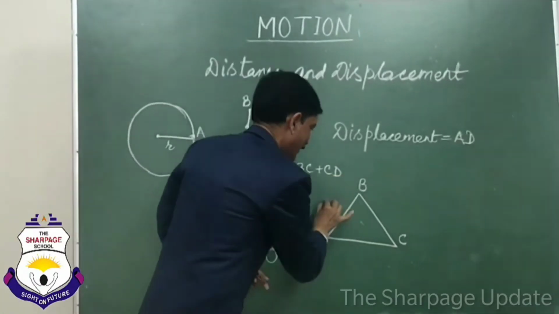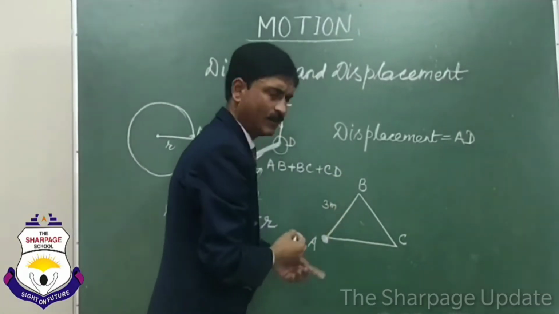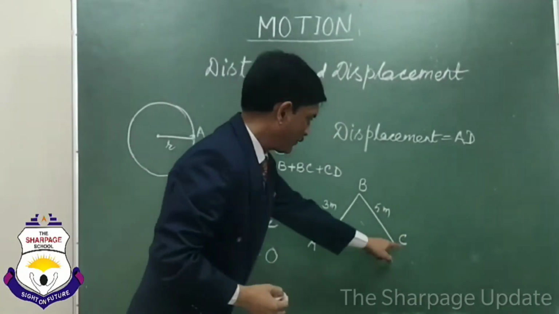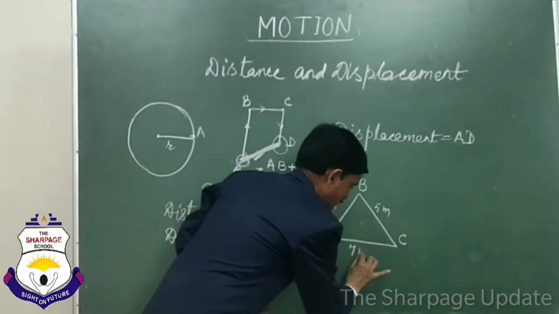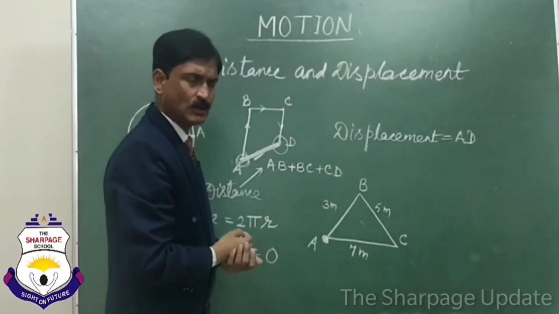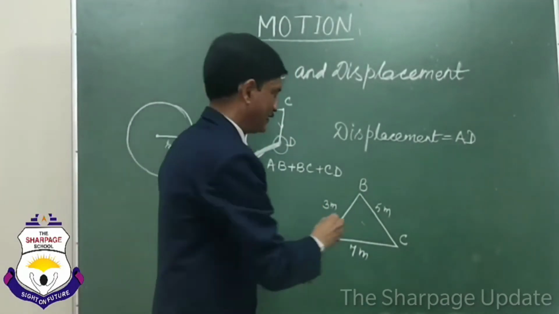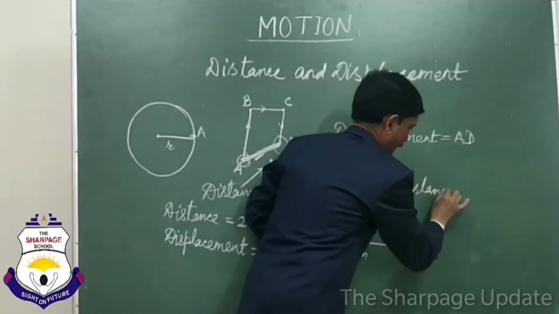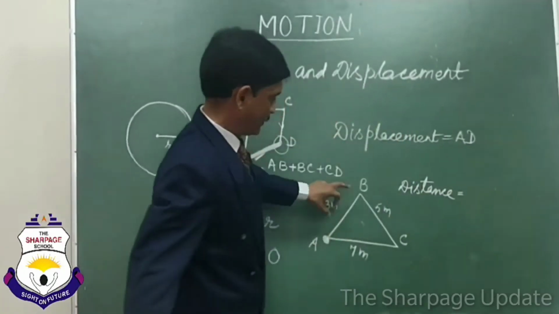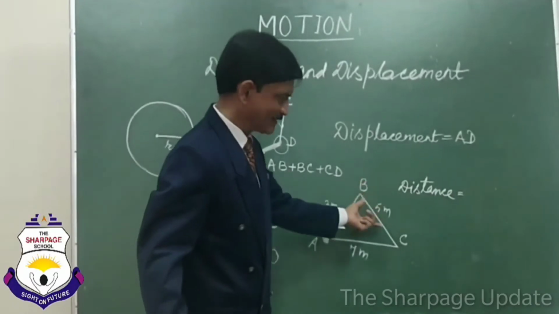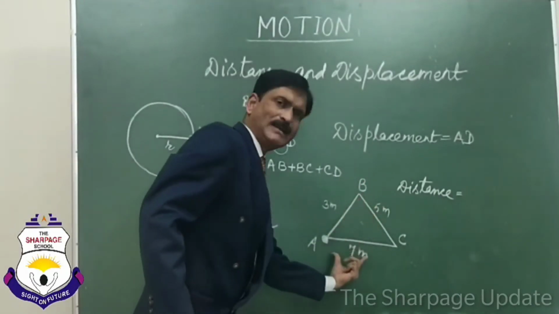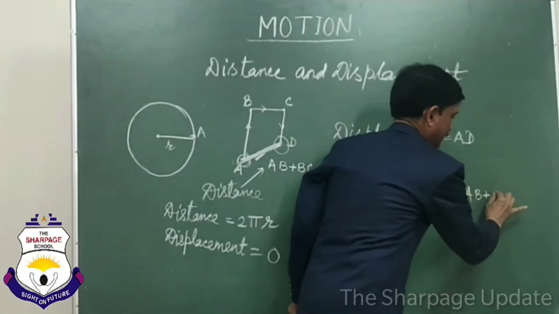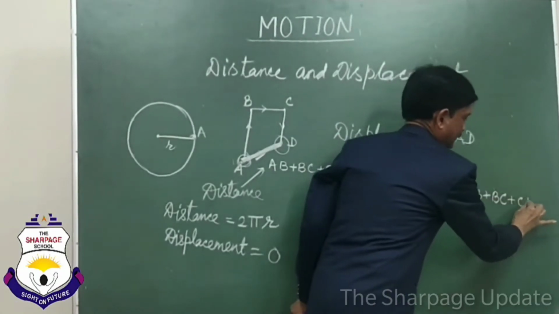From A to B, he travels 3 meters. From B to C, he travels 5 meters. From C to A, he travels 7 meters. So in this case, distance is equal to AB plus BC plus CA.